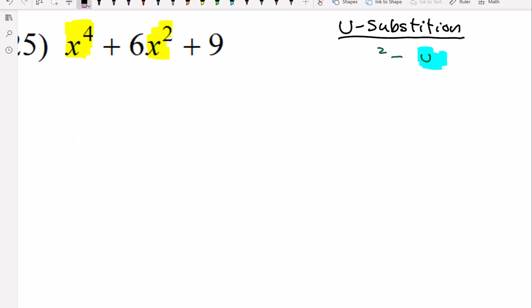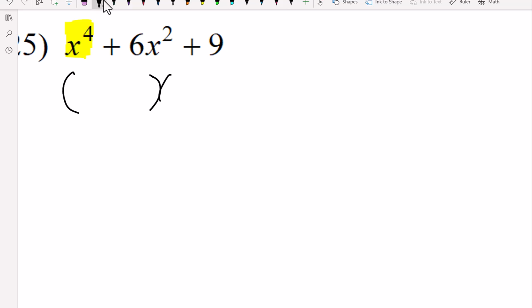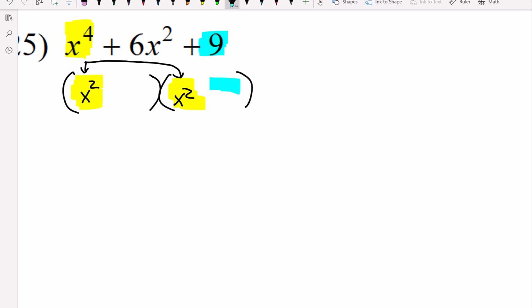We're not going to do the U-substitution method now. So we can still do it the regular factoring method. So the factors of x to the fourth, x squared, x squared. Now, you're not going to want to do x to the third, x to the first. It will not end up working out. So when you have ones like this, when it factors, they need to have the same exponent. And then factors of 9 that add up to 6, factors of 9 that add up to 6.